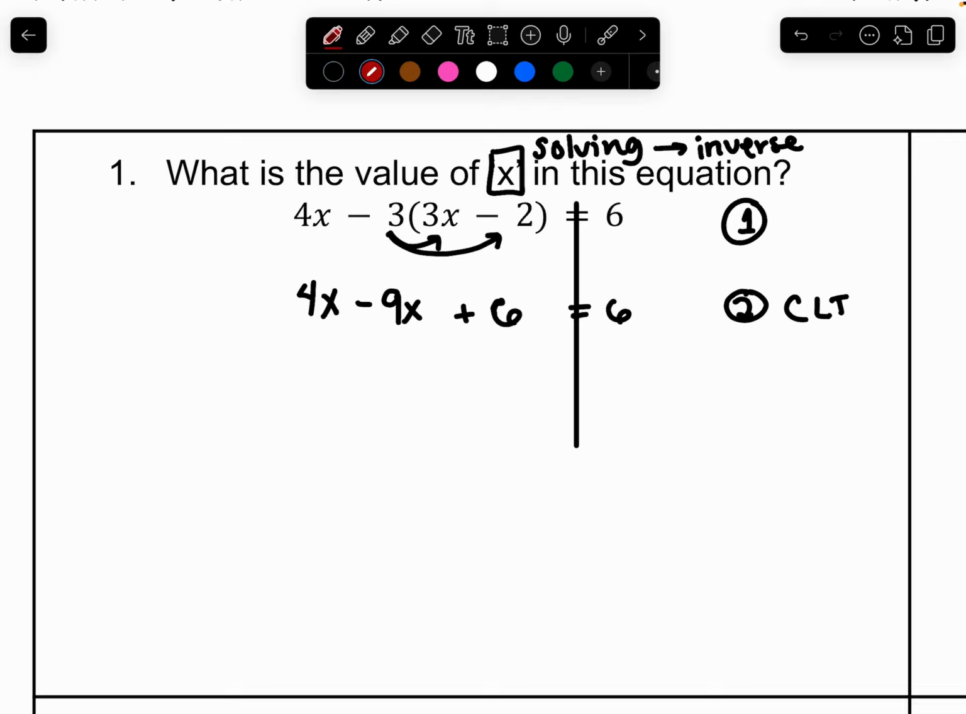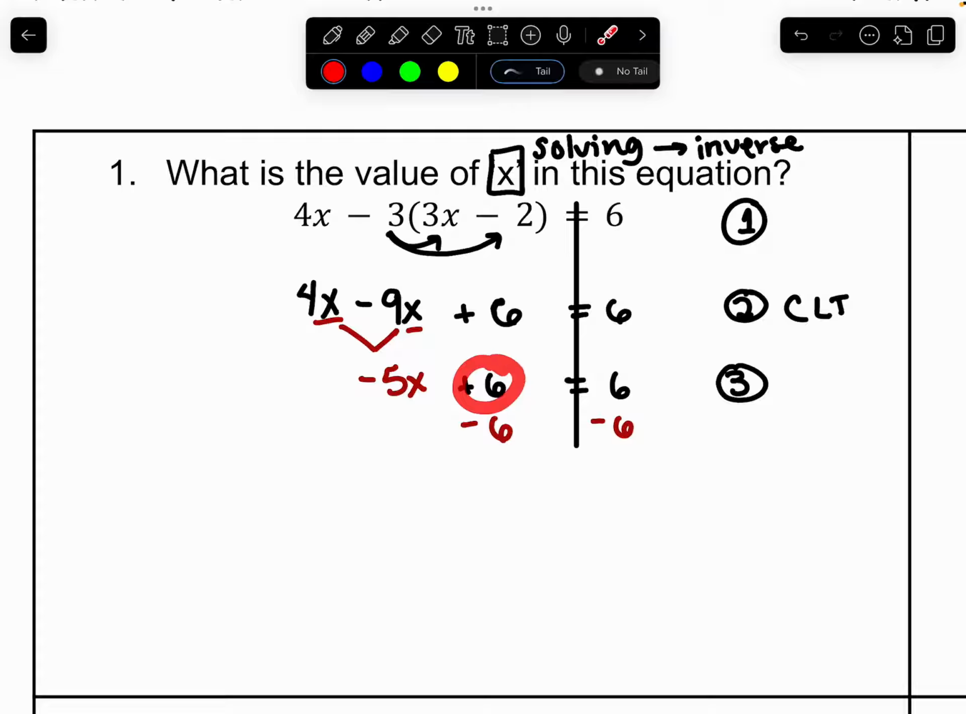Which ones are like terms? It will have to be 4x and -9x because they both have x's. That's -5x plus 6 equals 6. Third step, we subtract 6 on both sides because this is a constant and this is a constant. 6 is already by itself, so we have to move this 6, not this one. Make sure you understand the reason.